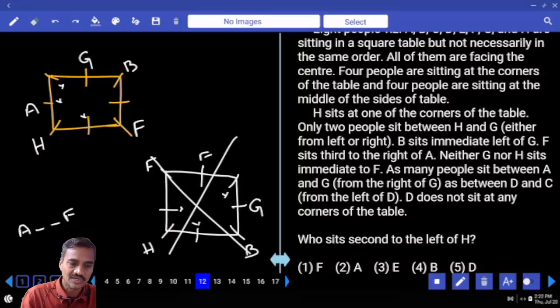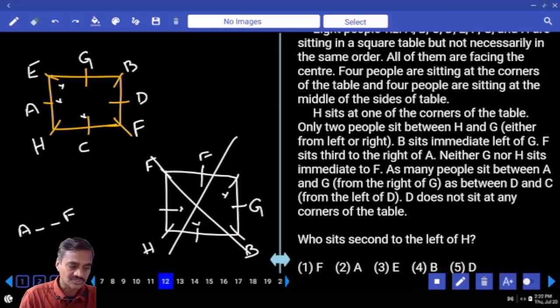Then finally we are left with the first one, and as many people between A and G, 1 person from the right of G, 1 between D and C from the left of C, and left of D we need to have only 1 person, and C is here, D is here. Then finally who is the person left over here? E is the person left. And D does not sit at any one of the corners of the table, D is at the center. Clear? Now this is about 12 to 16.